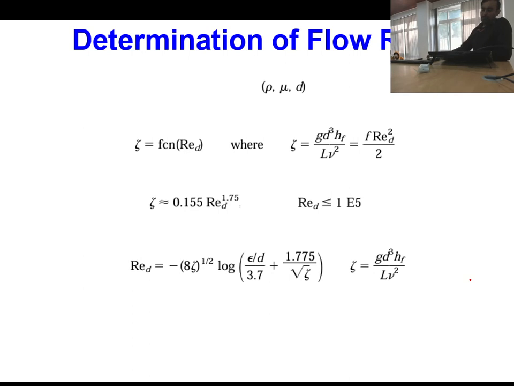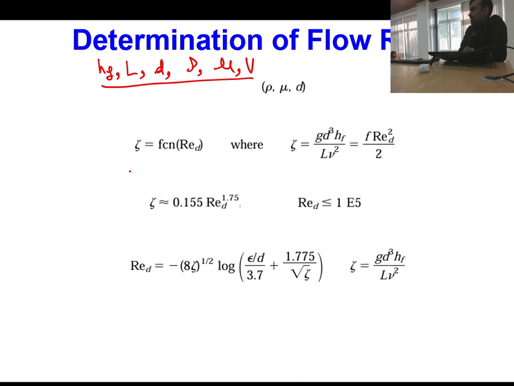So what is done basically? We have how many parameters? hf, L, D, rho, mu and V, either V or flow rate Q. You can take any parameter, both are fine. So if I have these many parameters, I consider the repeating variables to be rho, mu and D.